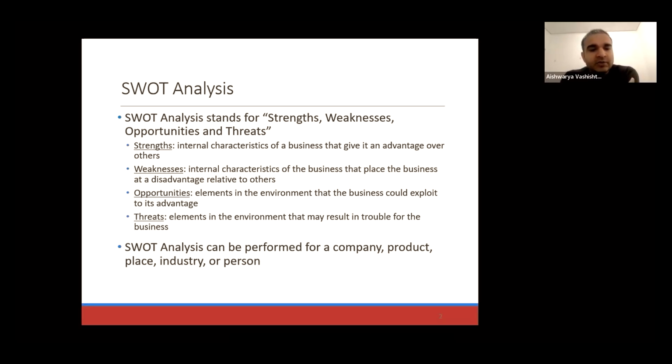So, all right, yeah. We can do SWOT analysis for anything: for a company, product, place, industry, or person, right? And maybe some of your student clubs or societies might have got you SWOT analysis done for yourself, in some of the e-board meetings or something. We used to do that when I was in my undergrad. So this is what we can do for our firm whenever we are formulating the strategy for our company, right?